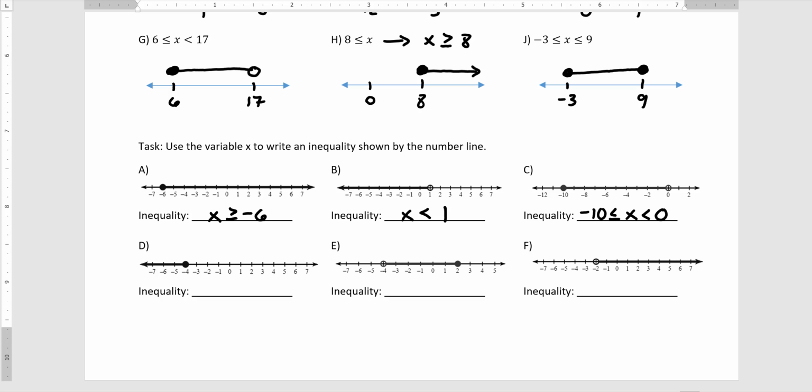Why don't you go ahead and try D, E, and F, and then we'll check those together. Raise your hand if you have any questions about translating between number line and inequality. Go ahead and try D, E, and F. Go ahead and pause the video and give those a shot. Alright, let's go ahead and check how we did here.